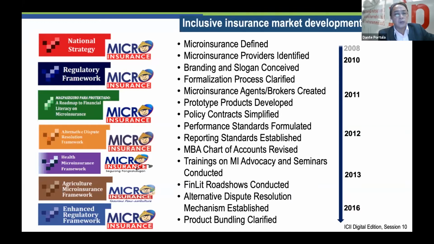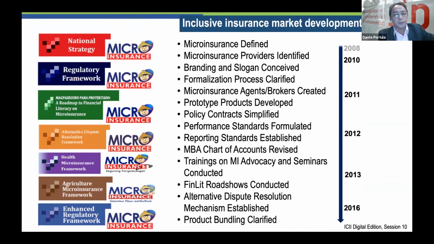And then microinsurance providers were also identified. It started with the mutuals, but after the regulatory framework and strategy were issued, the commercial insurance companies came on board. The branding and slogan were conceived. The formalization process of informal insurance activities of MFIs was clarified. The microinsurance agents and brokers were created. Some prototype products were developed. The policy contracts for life policies were simplified. The performance standards of microinsurance players were formulated, including the reporting standards and also the chart of accounts for the mutuals.